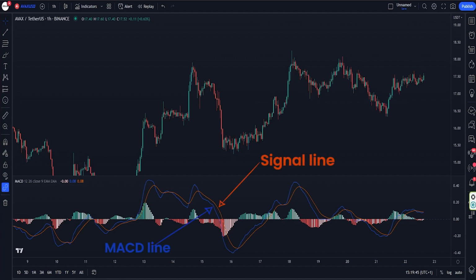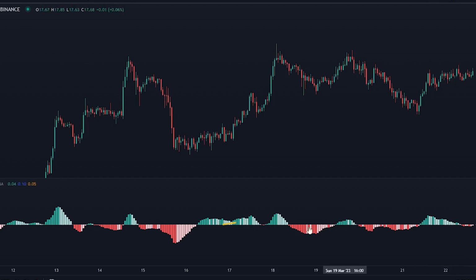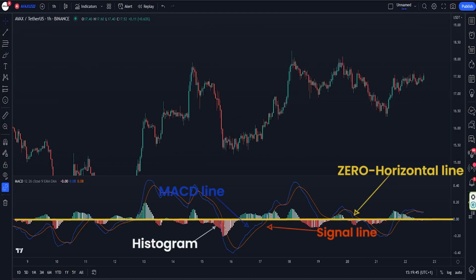Also, when the MACD line is below the signal line, the histogram is red. And when the MACD line is above the signal line, the histogram is green. The fourth component of the MACD indicator is the zero horizontal line, also called the baseline. Now that we understand all components of the MACD indicator, let's see how it works.